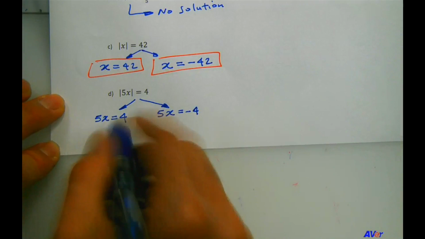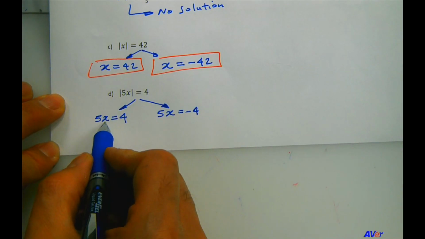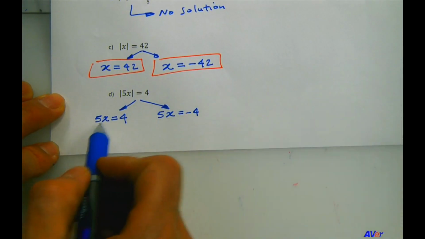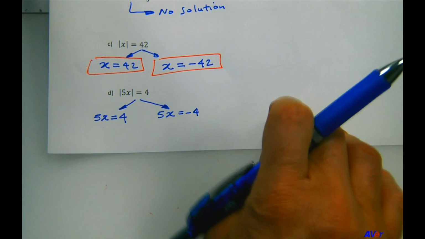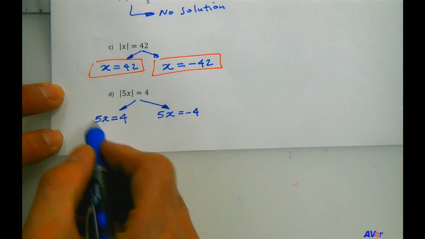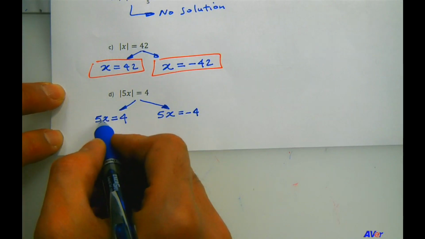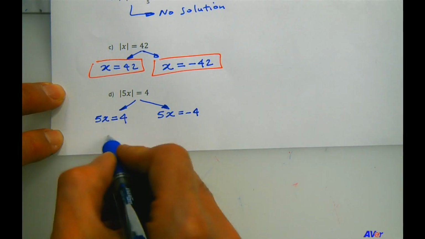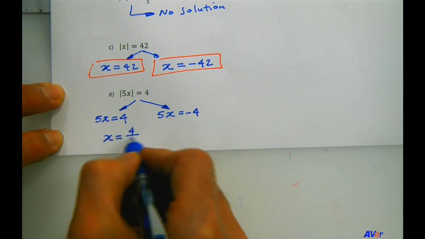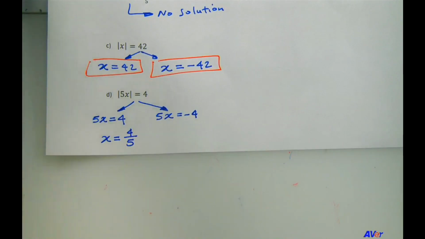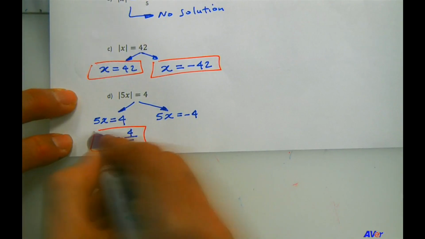So from here, because we're solving for x, x must be isolated, right? Is it isolated? No, it's not. It's got a 5 next to it, right? How do we get rid of the 5? We divide both sides by 5. So we end up with x equals 4/5. Okay? That's one of the solutions.